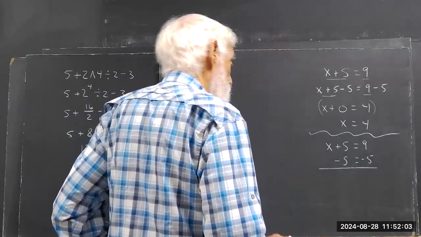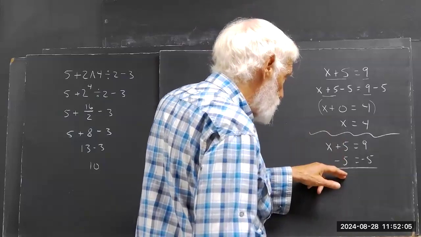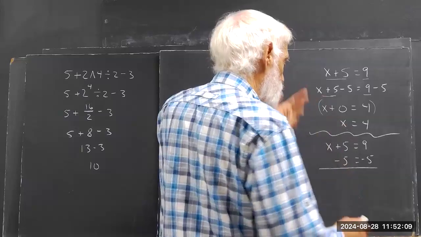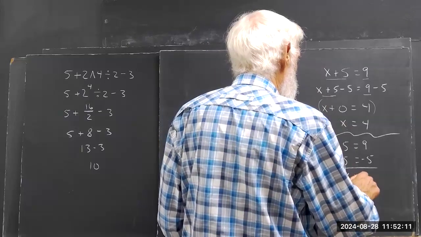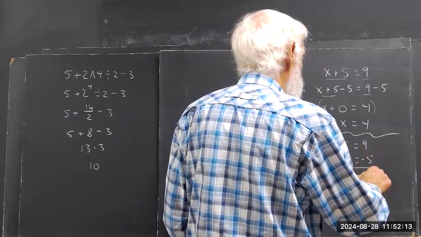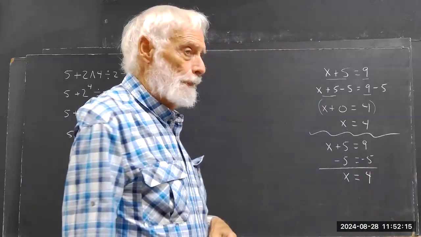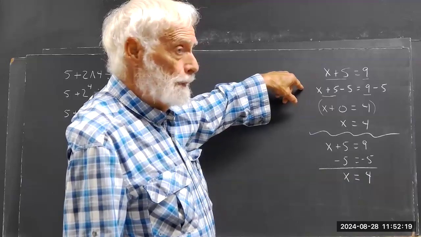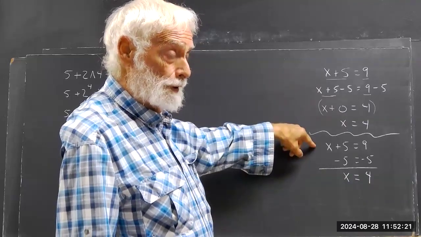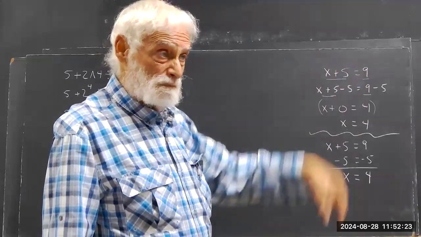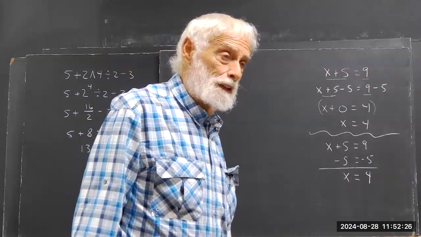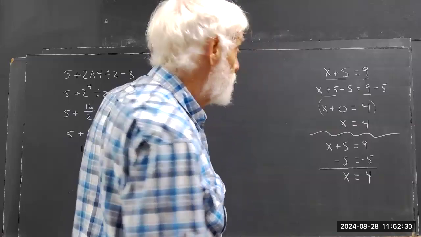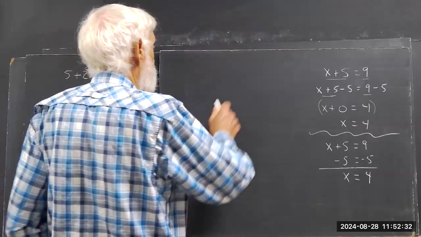So now if I add the left-hand sides, x plus 5 minus 5, 5 minus 5 gives you 0, we have x here, and 9 minus 5 gives you 4. Okay? Now I prefer this because I see people do all kinds of bad things here, and I'll illustrate one of them in the next example. Okay? So let's try this one.